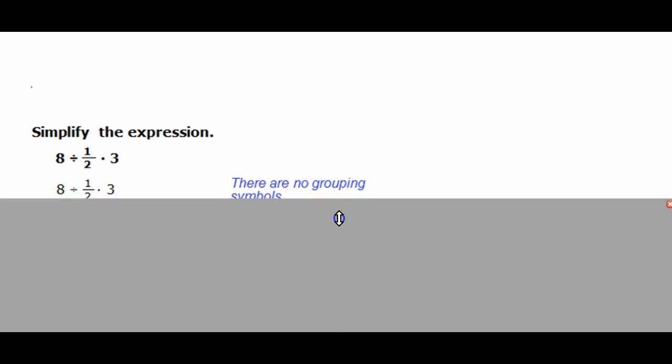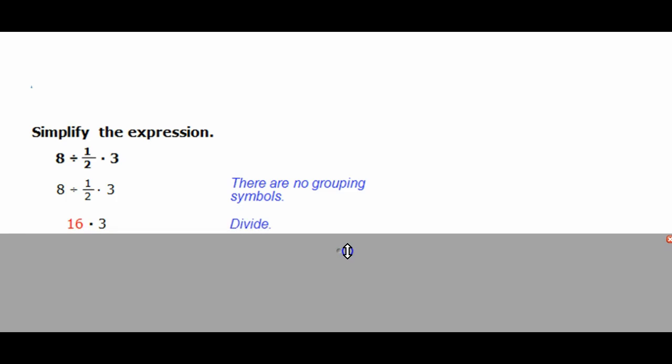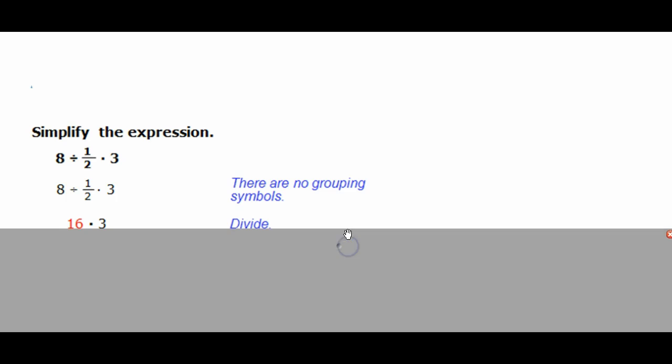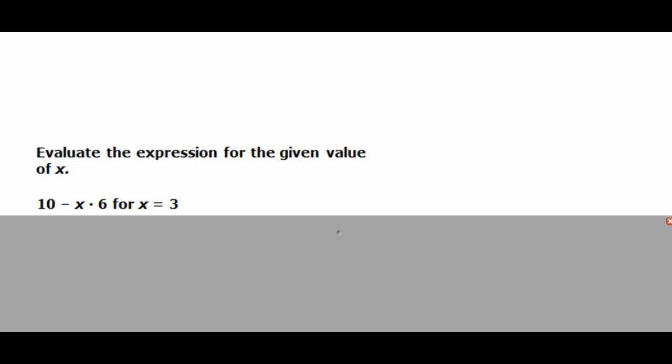Okay. Again, there's no grouping symbols. There's no exponents. So we're going to go ahead and divide. 8 divided by 1/2. Now, many people will miss this. 8 divided by 1/2 is, keep it, change it, flip it. So it is 16. Okay? So we did that, and now we're going to do multiplication. The reason we did the division first is because it came first, going from left to right. All right? Next one.